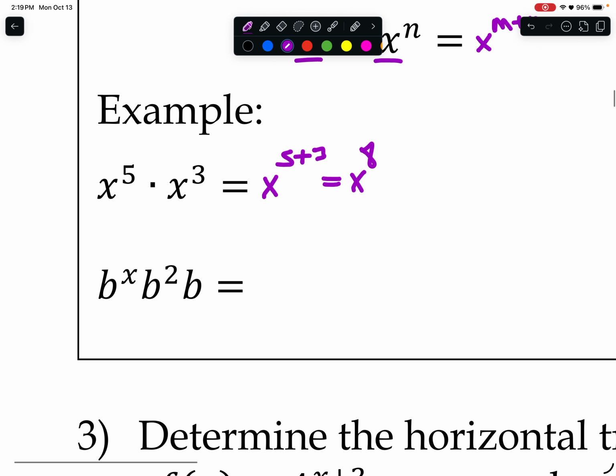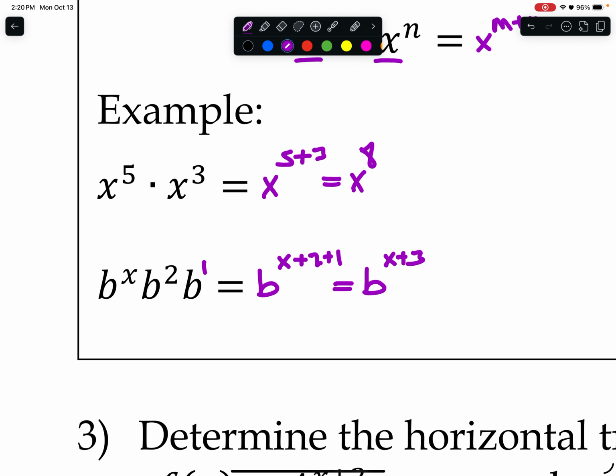And then down below, we have b raised to the x, b raised to the 2nd power, and then b. Right here, I don't have an exponent written, so if there's nothing written, you assume there's a 1. And then we're going to add them all together. So b raised to the x plus 2 plus 1, which is going to be b raised to the x plus 3. So this would be your simplified value.